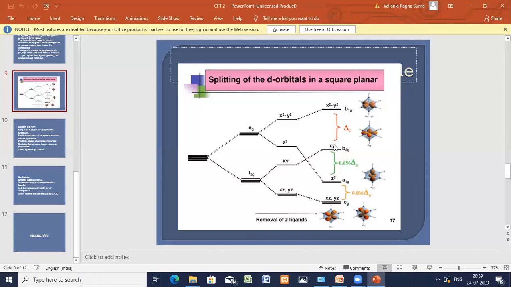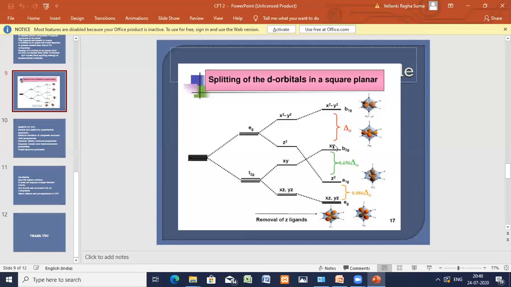The crystal field splitting energy is shown by delta Sp. The crystal field splitting energy delta Sp is more than delta O. It is related: delta Sp is equal to 1.3 into delta O. So the crystal field splitting energy is 1.3 times more.